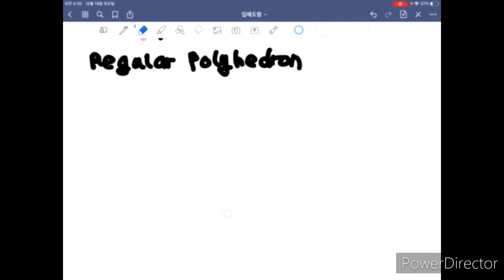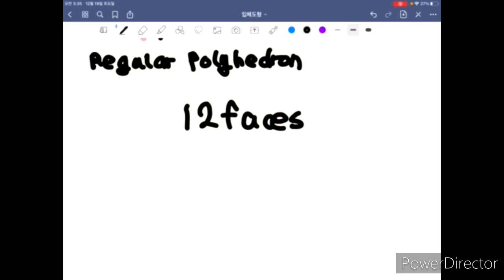Now we'll learn about the dodecahedron. The dodecahedron has 12 faces, which we can't draw right now because of time, and it has 20 vertices and 30 edges. And also the shape of the face is the regular pentagon.